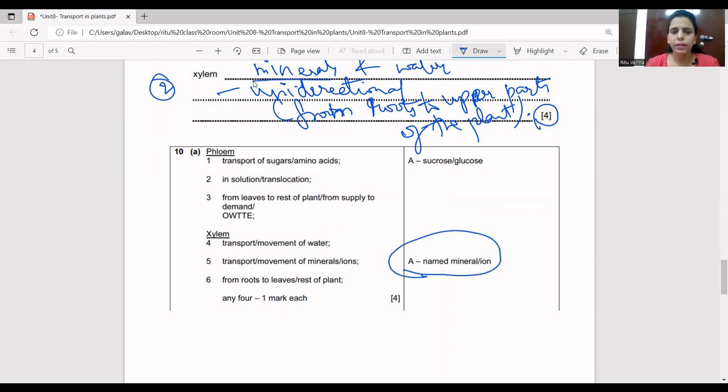Okay, one point which is given here in the marking scheme is named mineral ion. So instead of writing minerals, if you just write that it absorbs calcium ion or maybe magnesium ion from the soil, then also you're eligible to get the mark for this particular mineral ion.